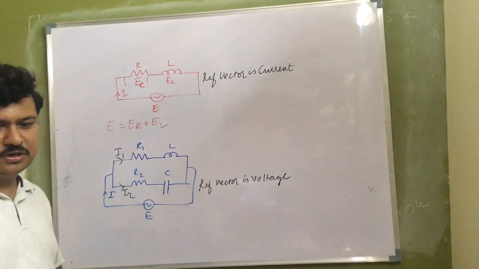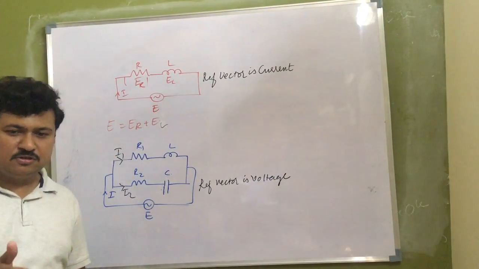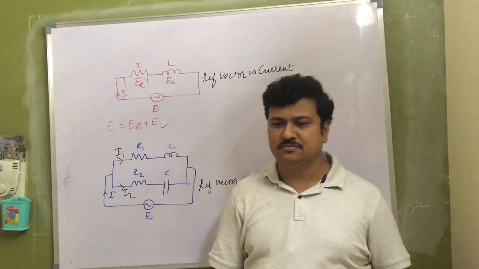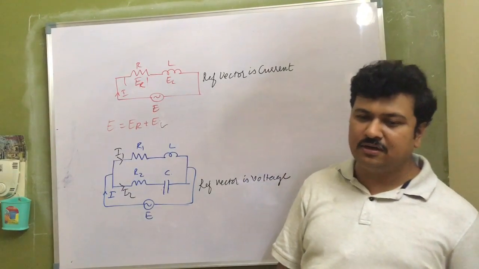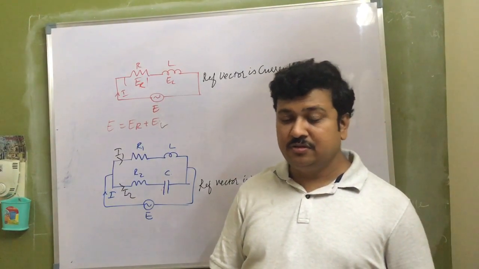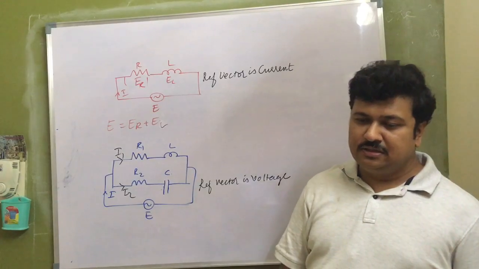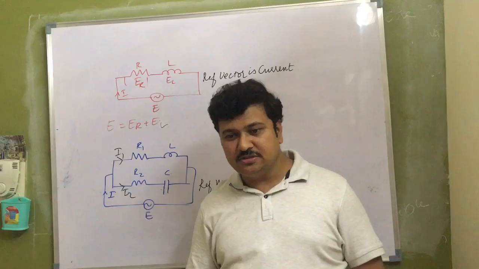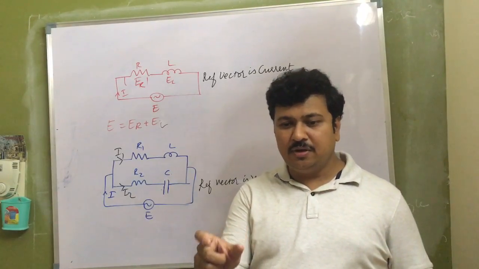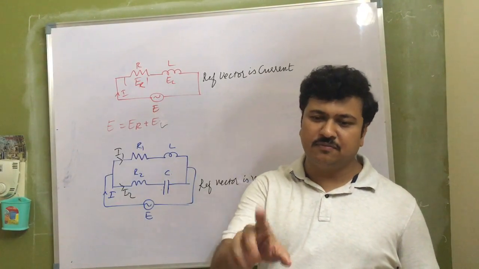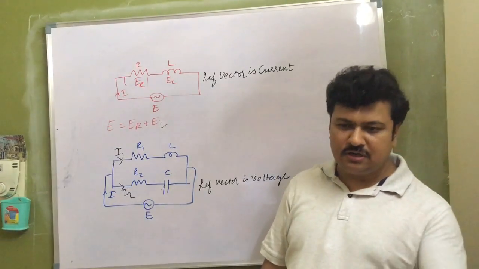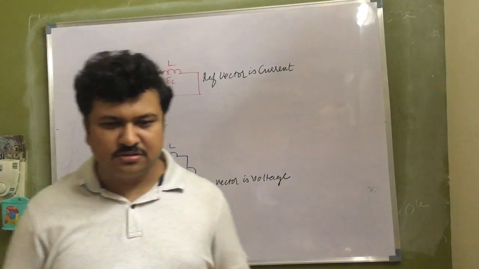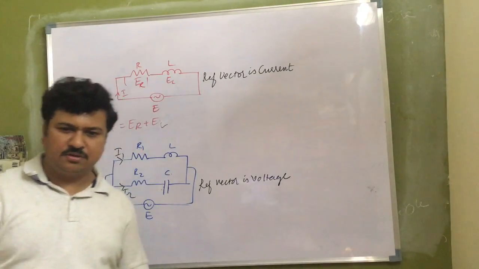Reference vector is voltage. If there is a combination, suppose you take AC bridges, it is neither series nor parallel. It is a combination of series and parallel. So there you have to consider the balanced condition of the bridge, and under the balanced condition, take the quantity remaining common as the reference, which you already did in all the Maxwell's bridges, Schering bridges, and all the bridges you have studied in measurements.